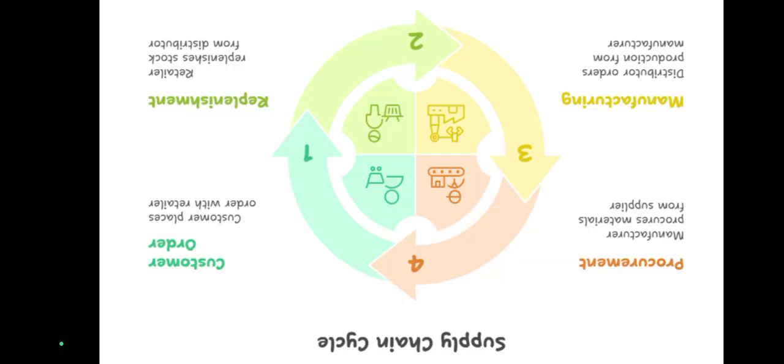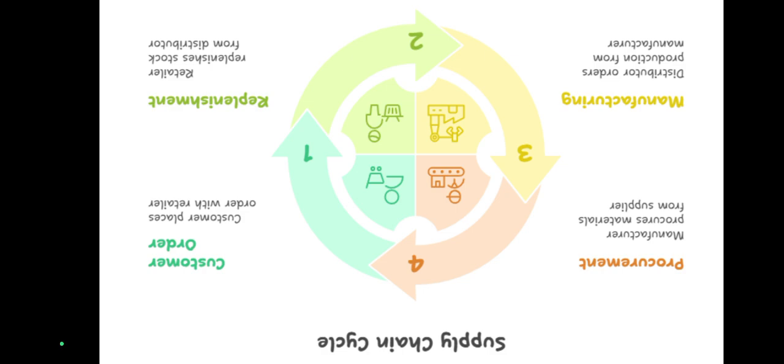Then the supply chain cycle has four things. One is procurement. Procurement is nothing but the manufacturer procuring materials from suppliers, or the supplier procuring the raw materials from the farmers. That is procurement. Then customer order. We can start from replenishment. Replenishment is nothing but refilling the stock.